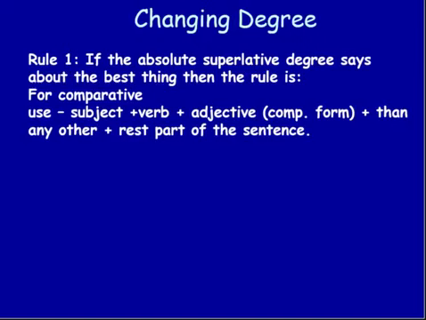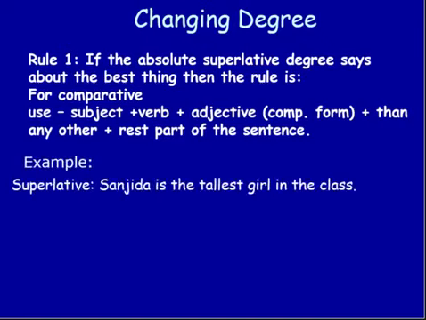So how do we change from absolute superlative to comparative? Subject plus verb plus comparative form of the adjective, plus "than any other", plus the rest part of the sentence. Look at the example. Sanjita is the tallest girl in the class.